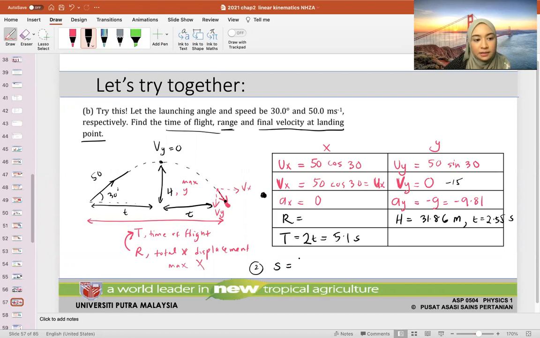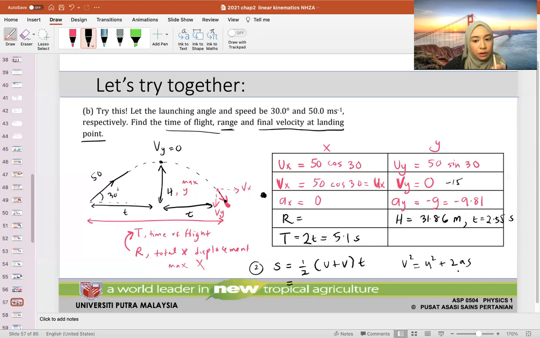What equation is that, guys? S equal to 1/2 (U plus V)T. Yes. Okay, let's try it. Ada equation lain tak yang kita boleh pakai? Another one is V squared equals U squared plus 2AS. Can we use this one? Does it give us the answer?